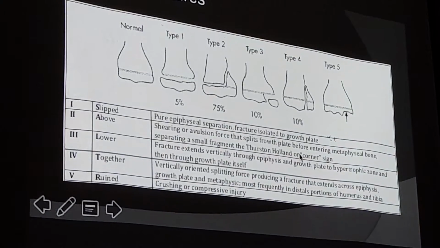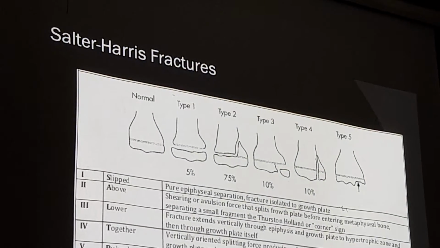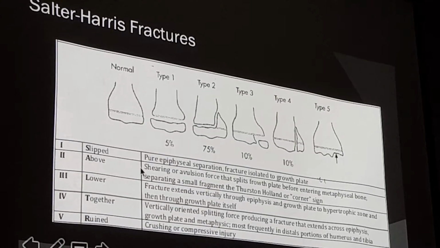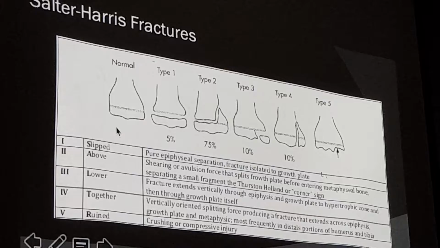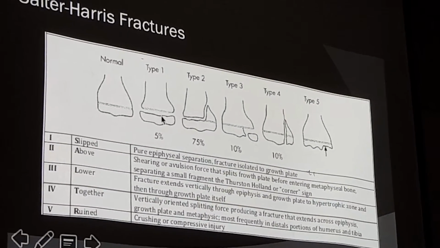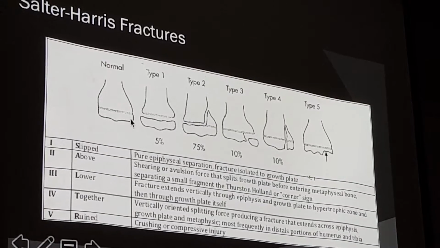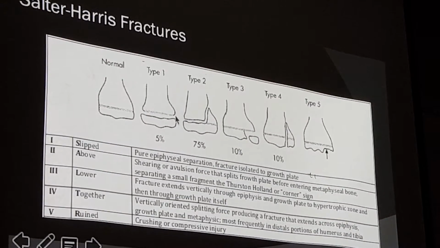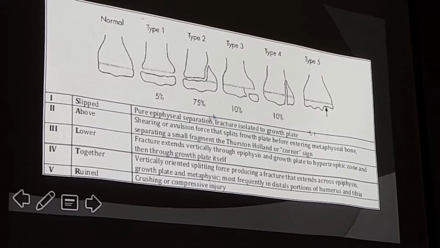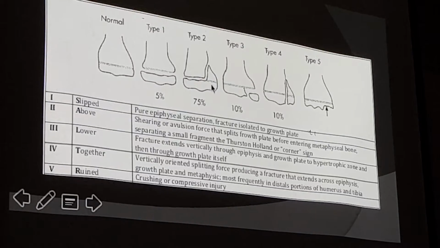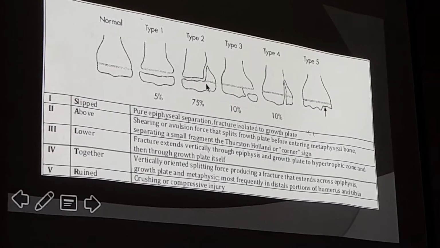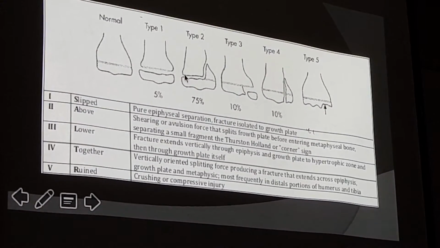Okay, this is a must know: Salter-Harris, and a board exam question. The mnemonic here is SALTR. Type 1 is slip. It's a fracture of the epiphysis, a fracture of the growth plate. Type 2 is above. There is shearing that splits the growth plate, and there is also involvement of a part of the metaphysis. So growth plate and metaphysis.